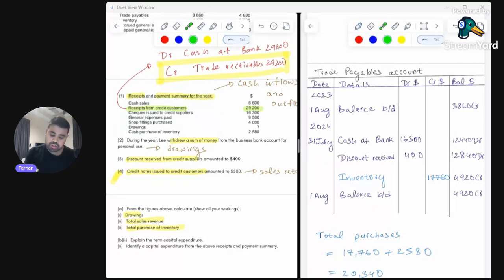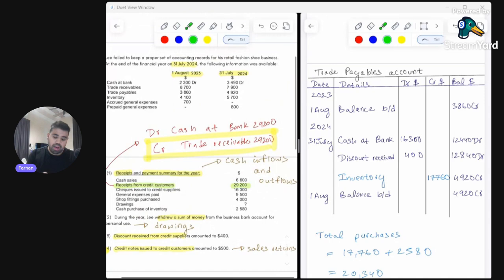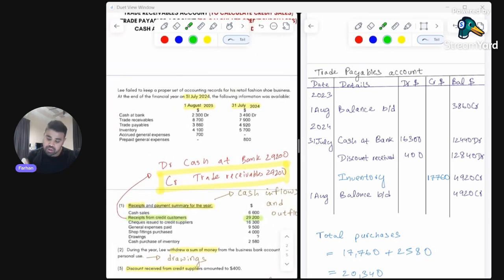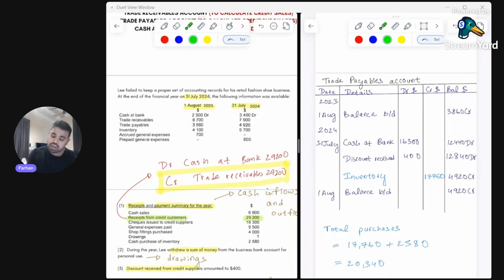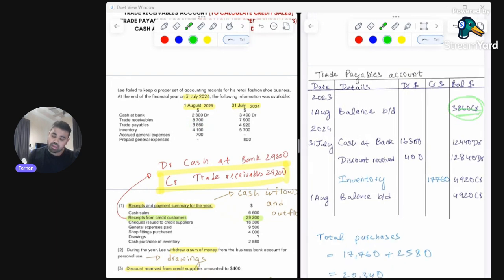The trade payables ledger account, as you can see here on the right hand side, is already represented by the usual 5-column format. We are starting with the opening balance on 1 August 2023. The opening balance on 1 August 2023 is 3,860, which is given in the question. And that is what we have included as a credit balance here in the ledger account.